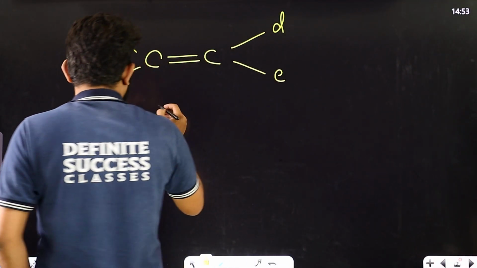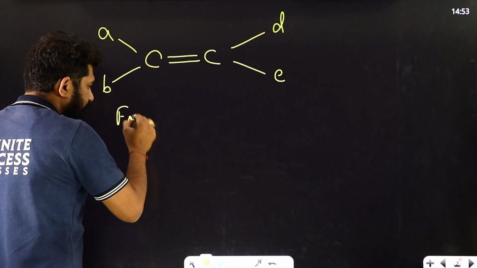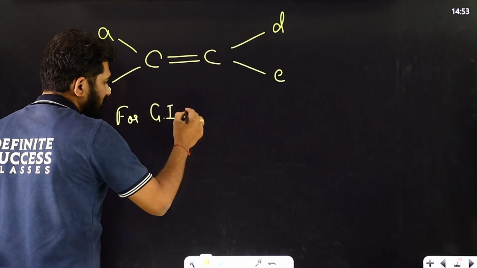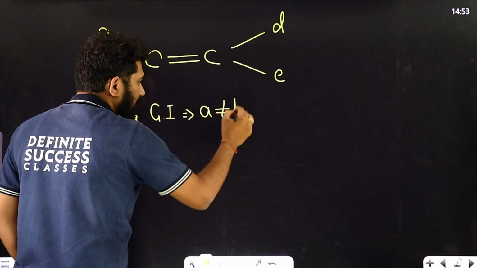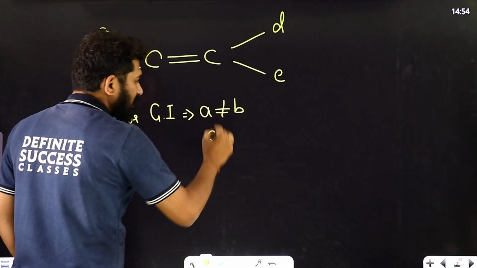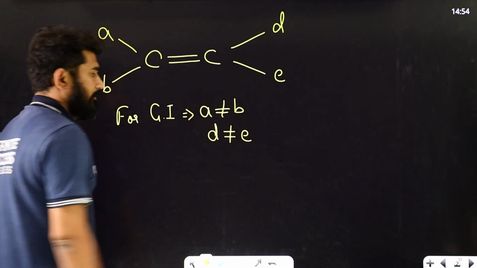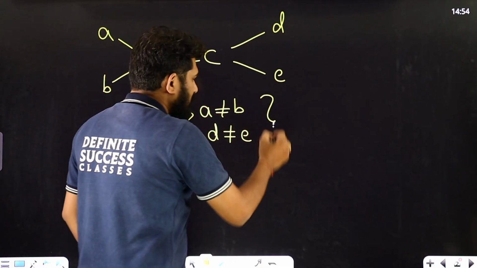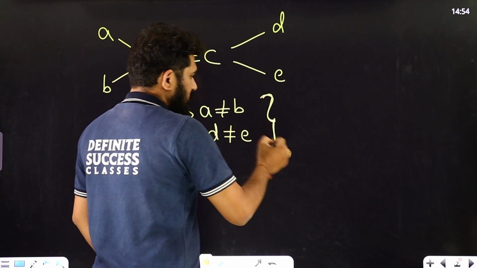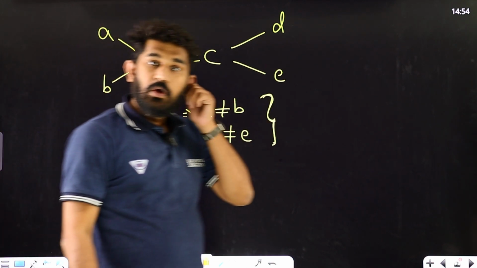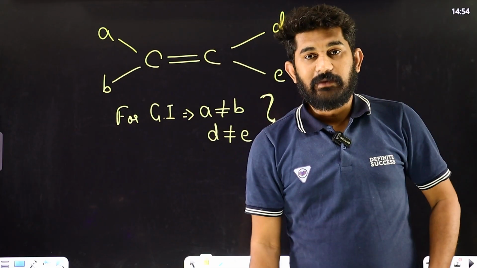Now, for geometrical isomerism, A should not be equal to B, and similarly D should not be equal to E. All these conditions need to be fulfilled in order to obtain geometrical isomerism in compounds.